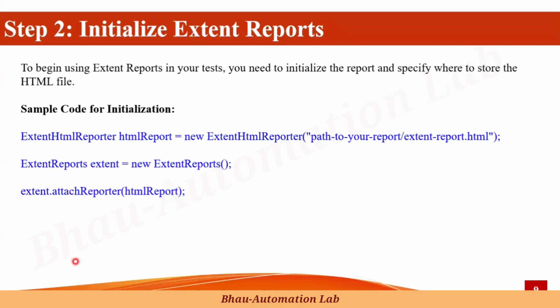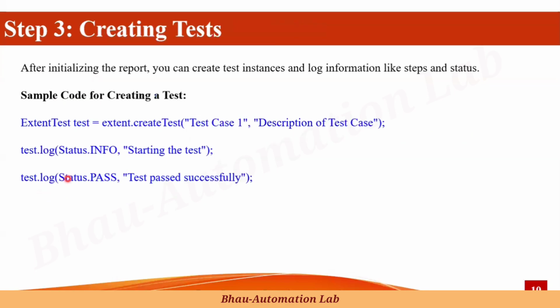So, basic configuration of Extent Report. First of all, we need to initialize the Extent Reports. To begin using Extent Report in your test, you need to initialize the report and specify where to store the HTML file. I have already mentioned it here. Through that we can create a new Extent HTML report, and we will provide the path where we need to add the HTML report. So this is the syntax to create the HTML report. We'll see this practically; it's not that difficult. So let's understand how we can create the report in this theoretical part.